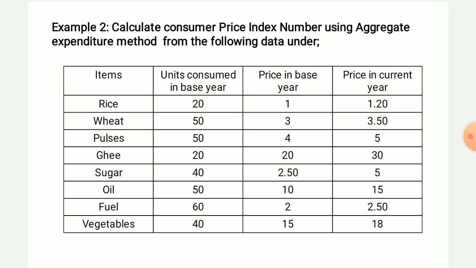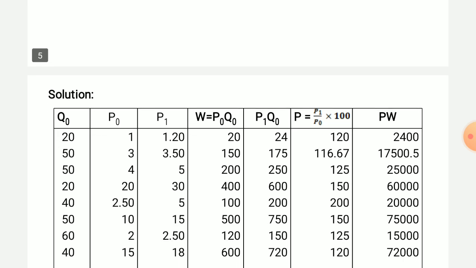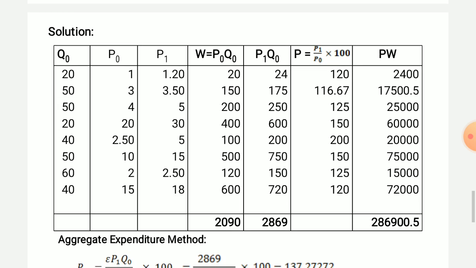So with this given data, we have to calculate or construct consumer price index number by using the aggregate expenditure method. Here first we have to prepare a table showing the values of the total of sigma PW and W, or P1Q0.